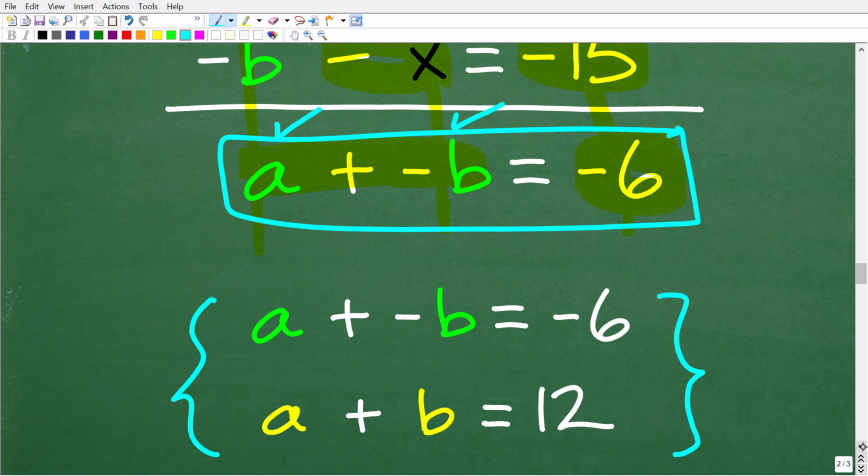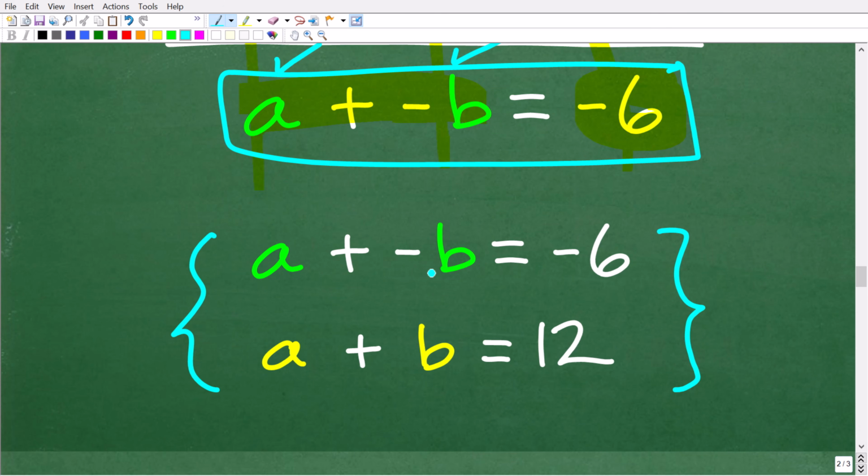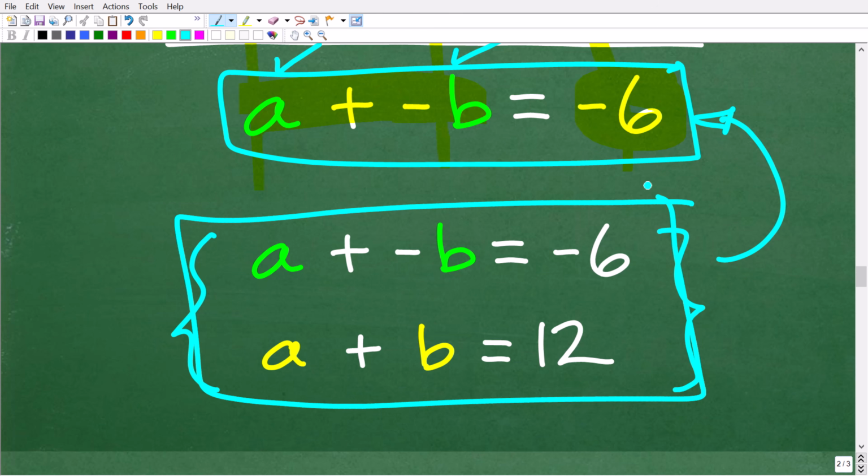Okay, so now we're down to this. We have a plus negative b is equal to negative 6, this new equation that we just built. And our original equation, a plus b is equal to 12. Okay, so this now is enough information to solve for the variable a if you understand how to solve two variable linear systems.